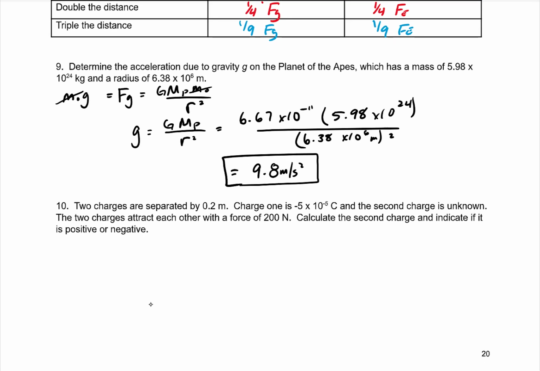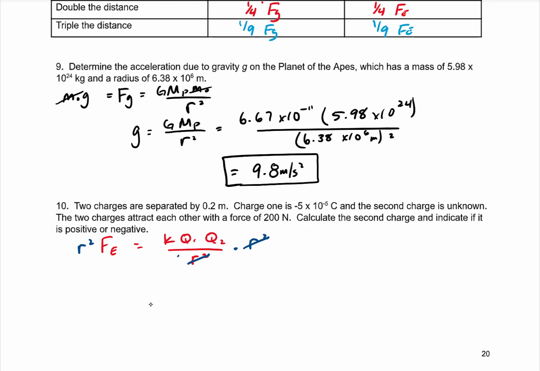Two charges are separated by 0.2 meters. We have one of the charges, we don't know the other charge, and we know the force between them, and I want to know the second charge and indicate if it's positive or negative. So to get the charge, I know that the electric force is equal to k Q1 Q2 over the distance between them squared. So if I want to solve for Q2, I need it all by itself. The first thing I want to do is get rid of the r, so I'll multiply both sides by r squared. So that gets rid of it on the right side.